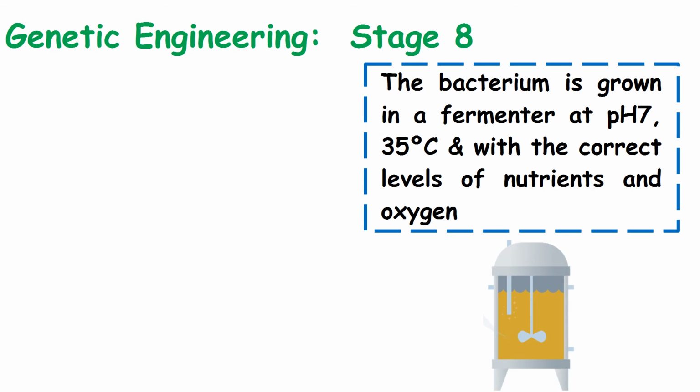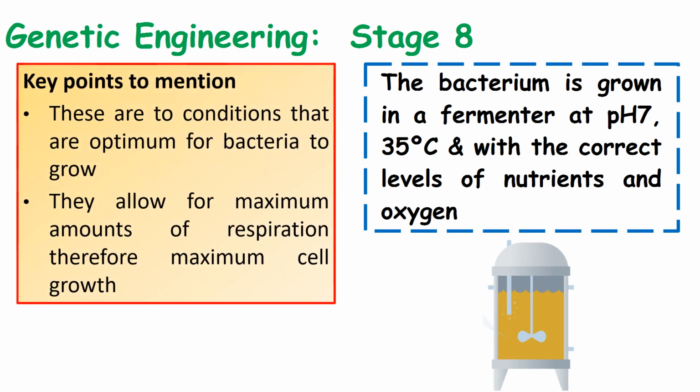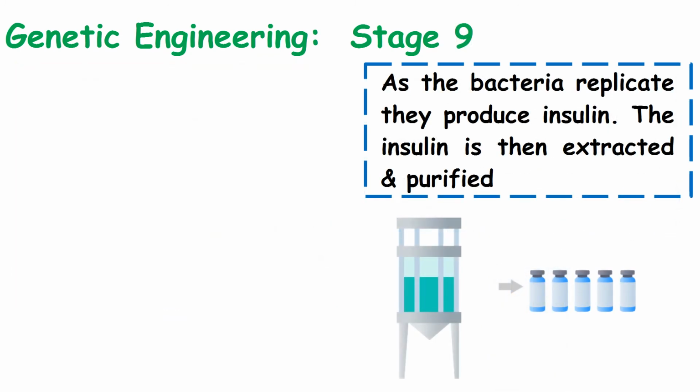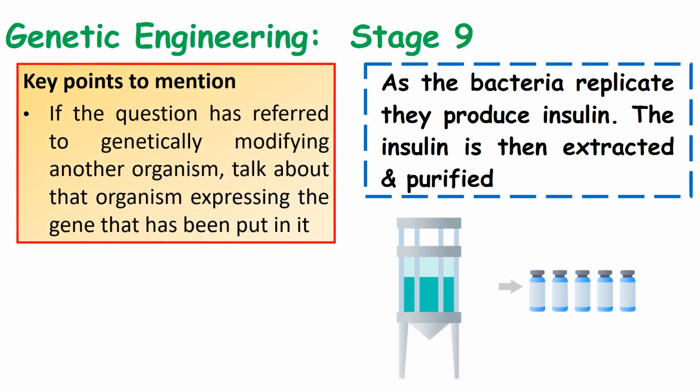The bacteria is then grown in a fermenter at pH 7 at 35 degrees with the correct level of nutrients and oxygen. These conditions are to allow optimum bacterial respiration, which increases bacterial growth. As the bacteria grows, it produces insulin, which can then be extracted and purified. If the question is talking about some other type of organism, then you need to make reference to it at the end.